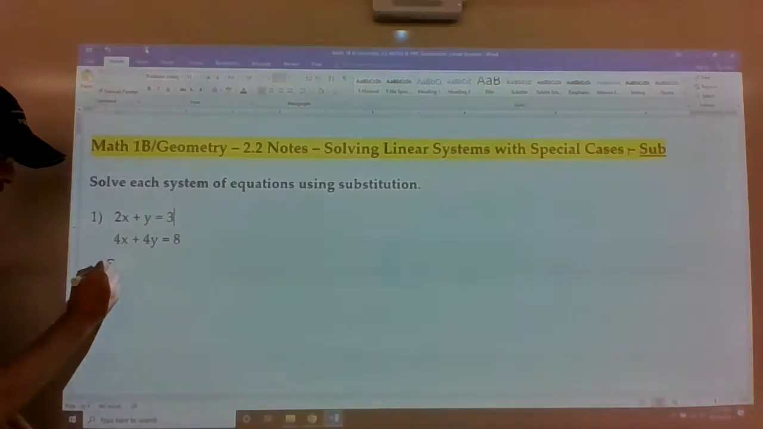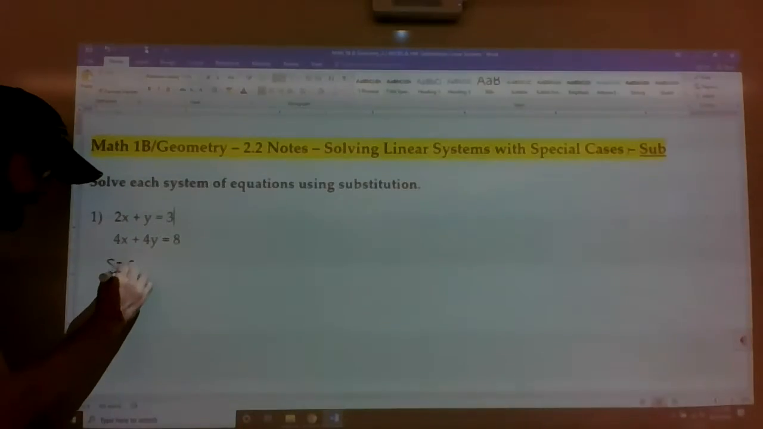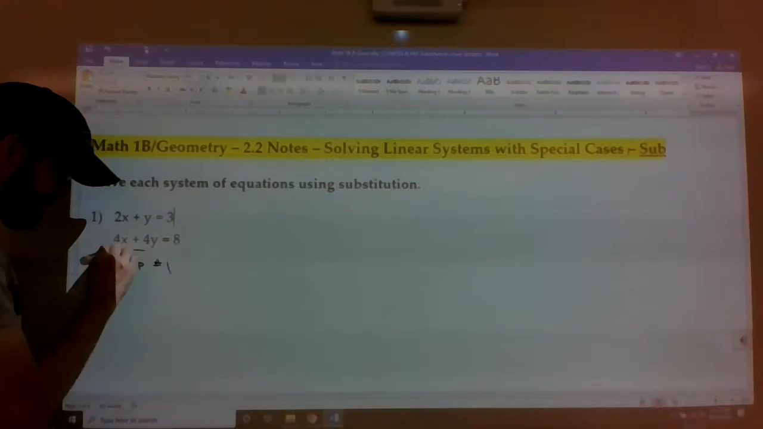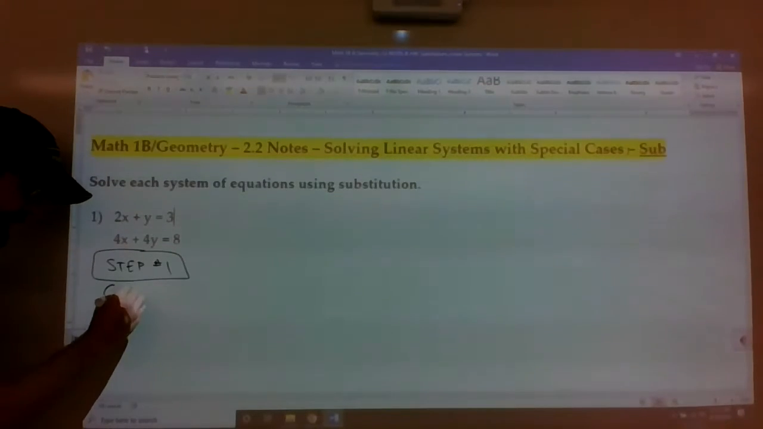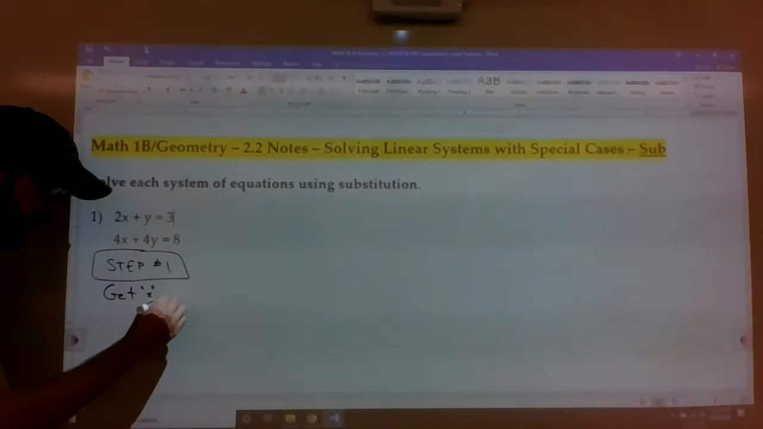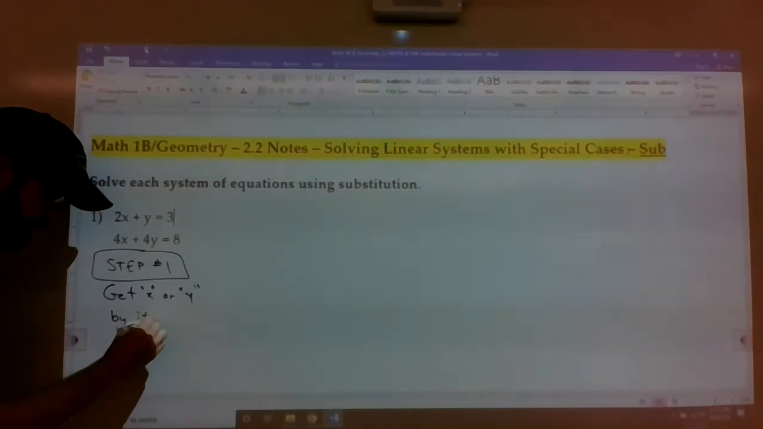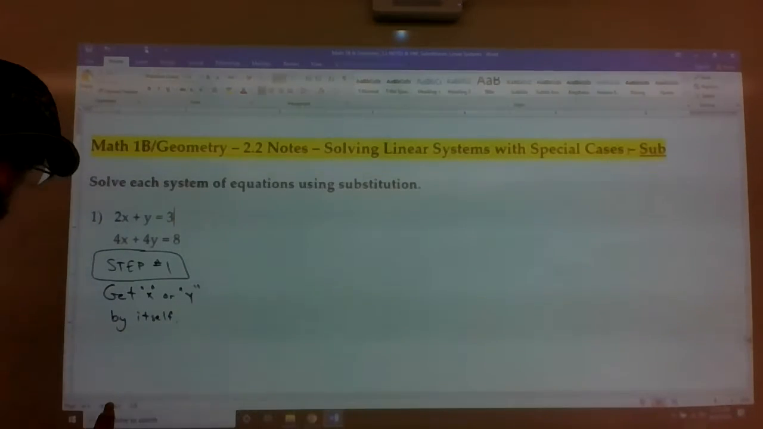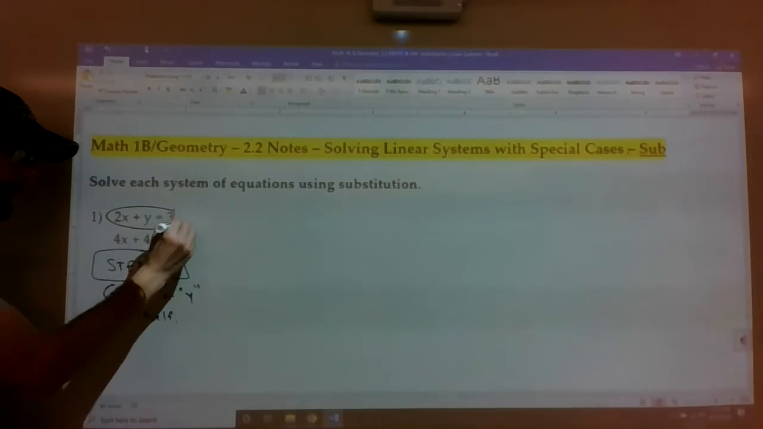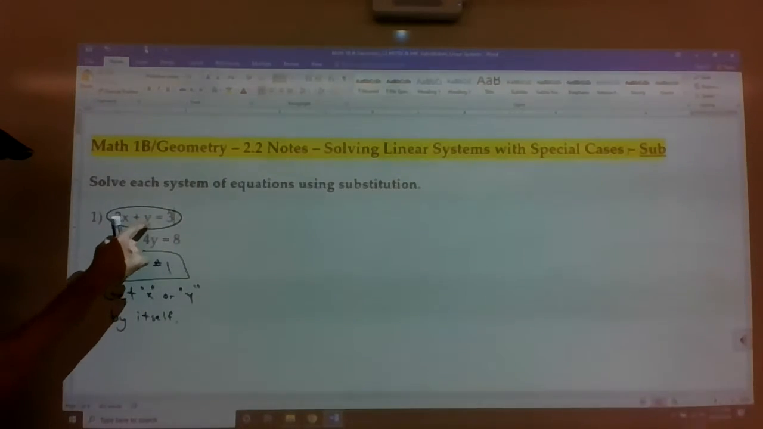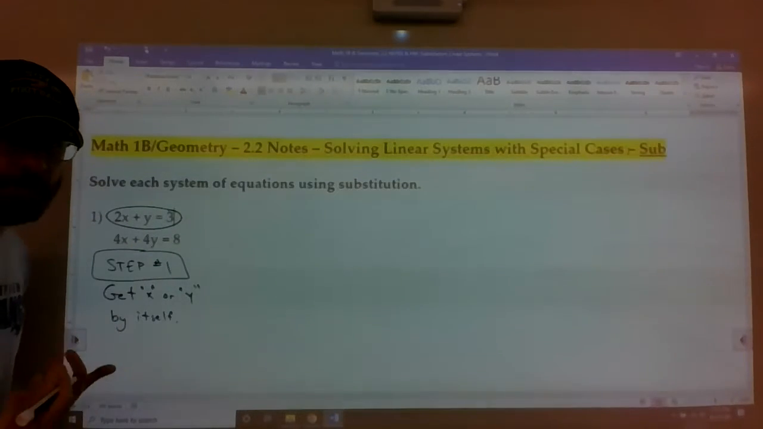So if you recall, we had 4 steps. Step 1 was get x or y by itself. You pick an equation and you solve for x or y. I'm going to go with this top one because the y value in the top one doesn't have a coefficient out front, which means it's going to be the easiest one to get by itself.